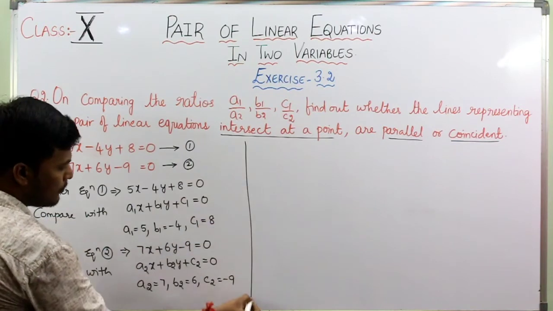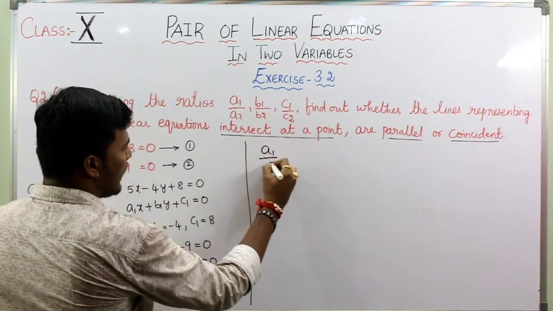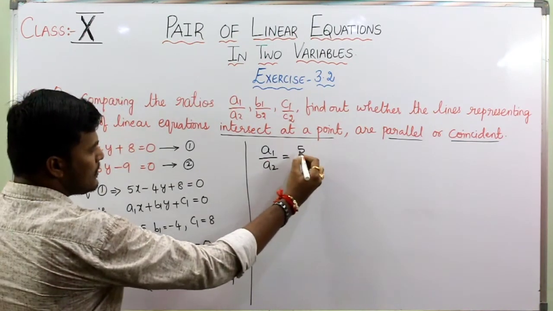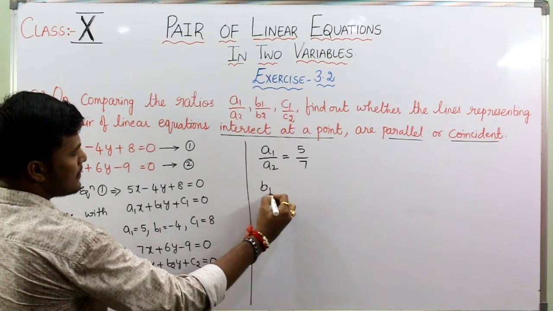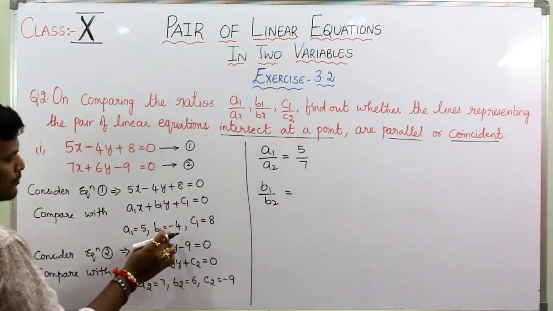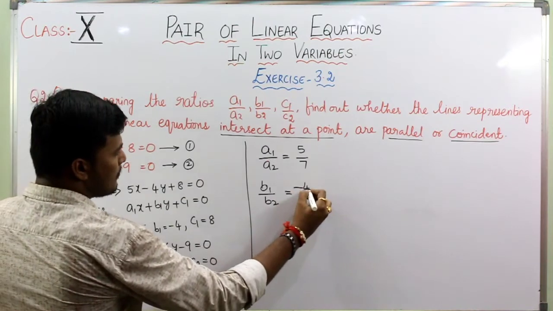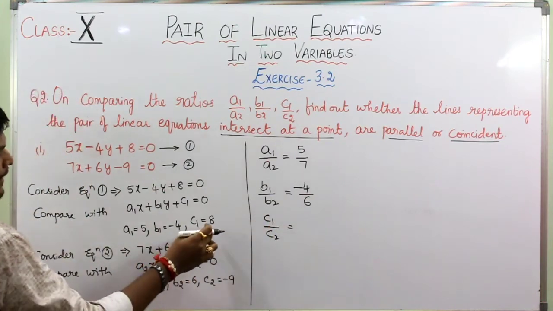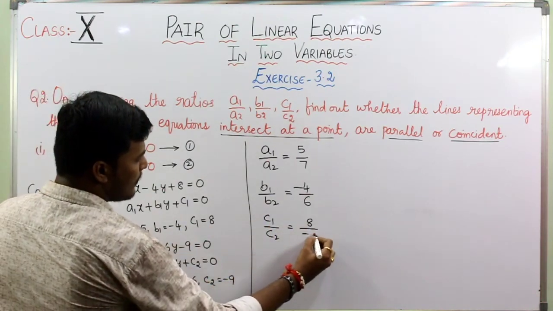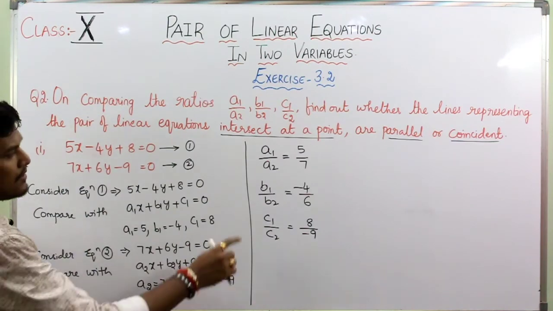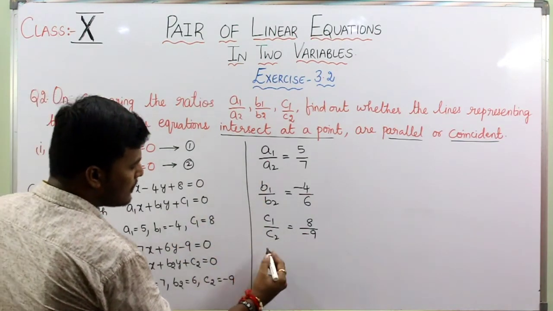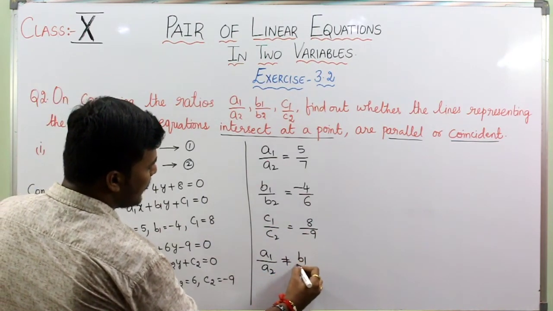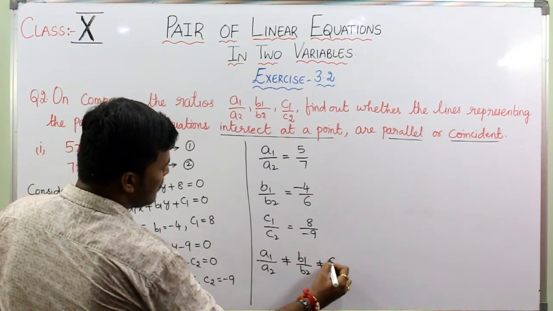So now we have to find a1 by a2. What is a1 by a2 here? 5 by 7. a1 by a2 is 5 by 7. And the second one is b1 by b2, which is equal to minus 4 by 6. And c1 by c2 is 8 by minus 9. If you see this, they are not equal, right? What can you write from that? By seeing only, you can say that a1 by a2 is not equal to b1 by b2, and also it is not equal to c1 by c2.